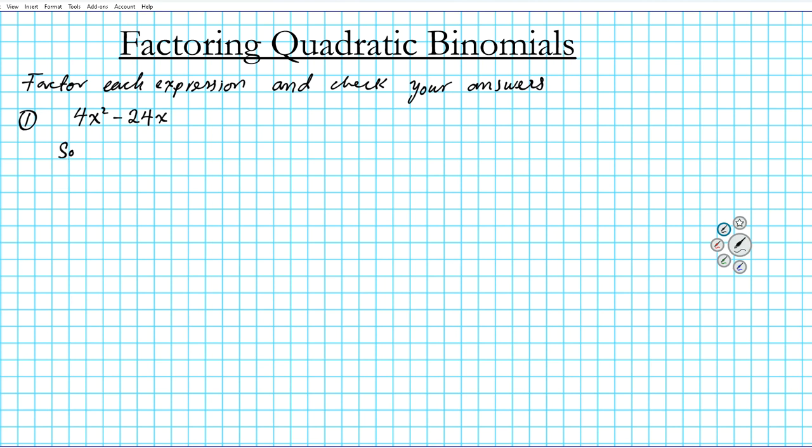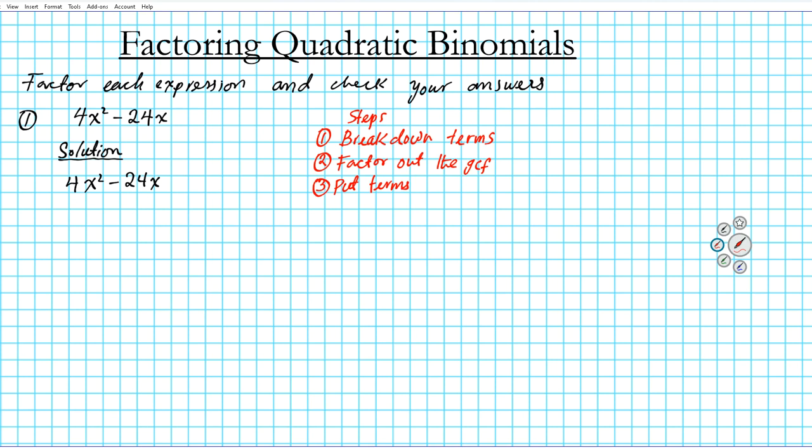Alright, so to get us started, we're going to take a look at the steps that will guide our problem solving process. So the steps for factoring quadratic binomials are as follows. What we're going to do first is break down the terms into the prime factor decomposed state. And then after that, we're going to factor out the GCF. And then lastly, we're going to put terms back together. And that will be our final result.